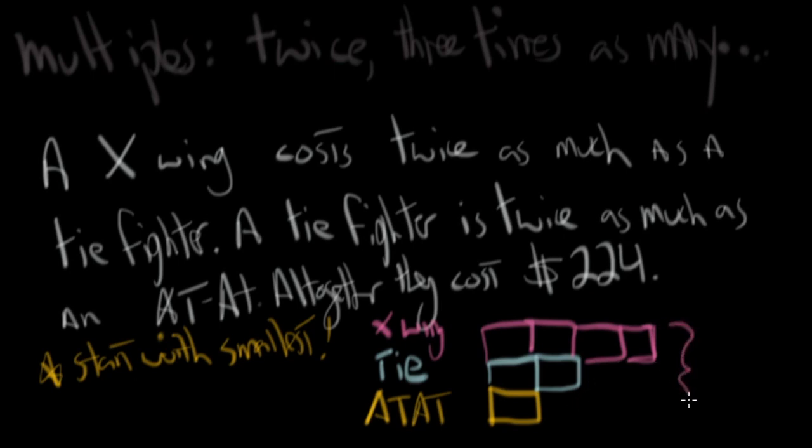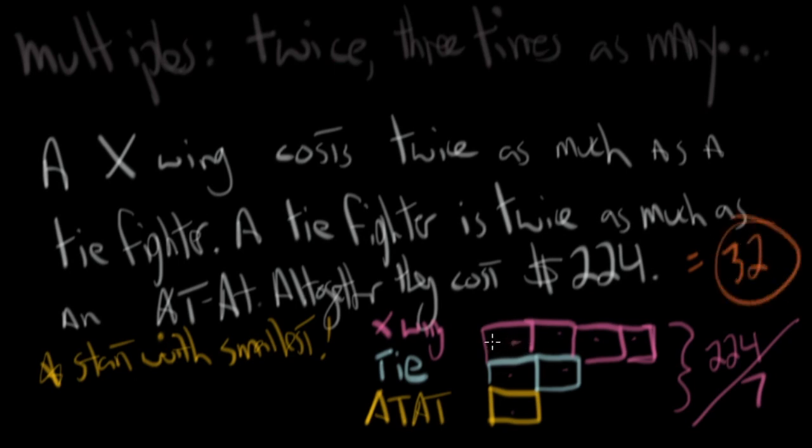And we know all together they cost 224. So what would I need to divide by? I would need to divide by 7. 1, 2, 3, 4, 5, 6, 7. So I would divide that by 7, and I know that every single box would equal $32. So every single one, 32, 32, 32, 32, you get the idea.